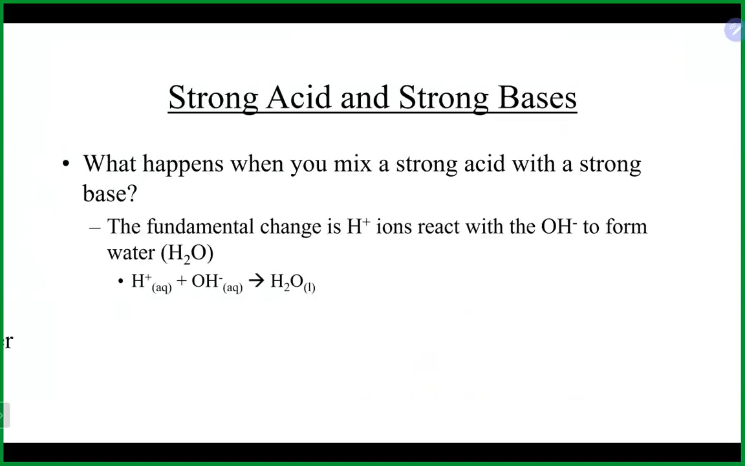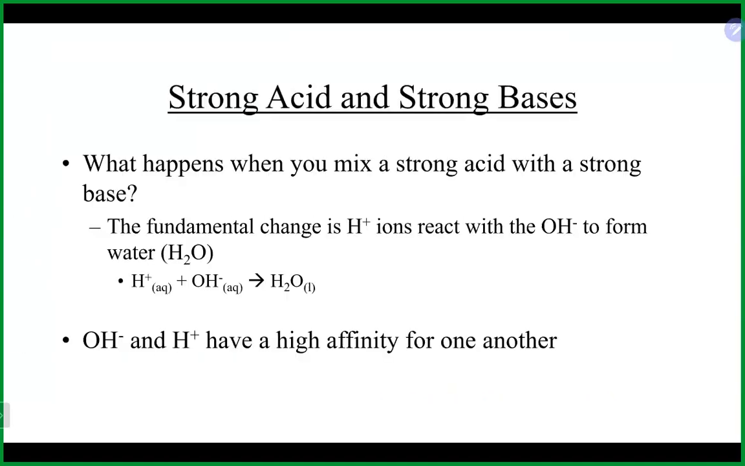So when we take a strong acid and a strong base together, we always get two things. When we react a strong acid and a strong base together, we always get a salt, and water is produced. Salt is an ionic compound, and water obviously is H2O.